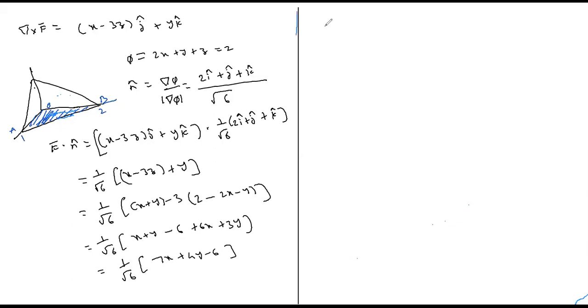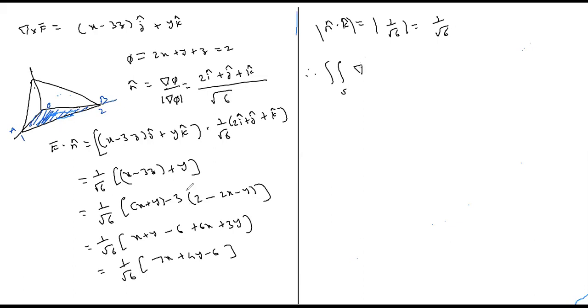And what is n bar dot k bar? Modulus of n bar dot k bar is the third component of n bar. Third component of n bar is 1 by root 6. This is going to be 1 by root 6. Now everything is there. Therefore integral over s curl f bar.